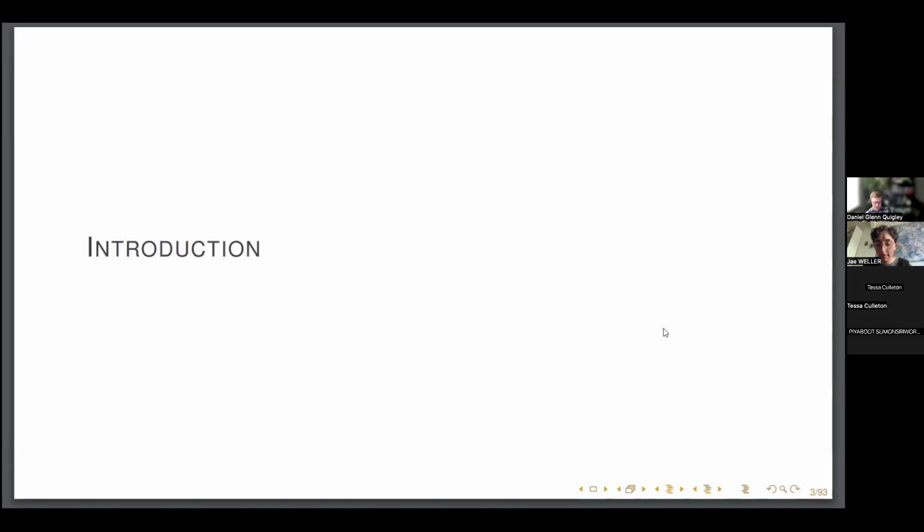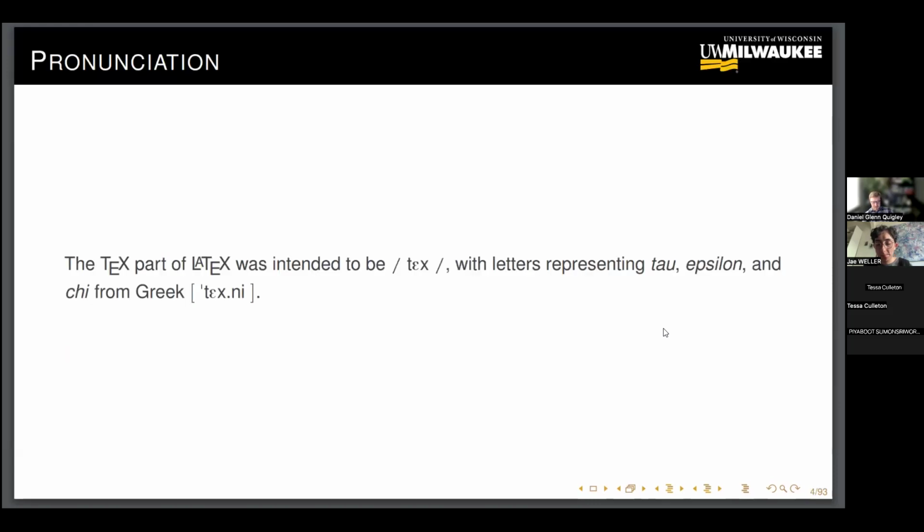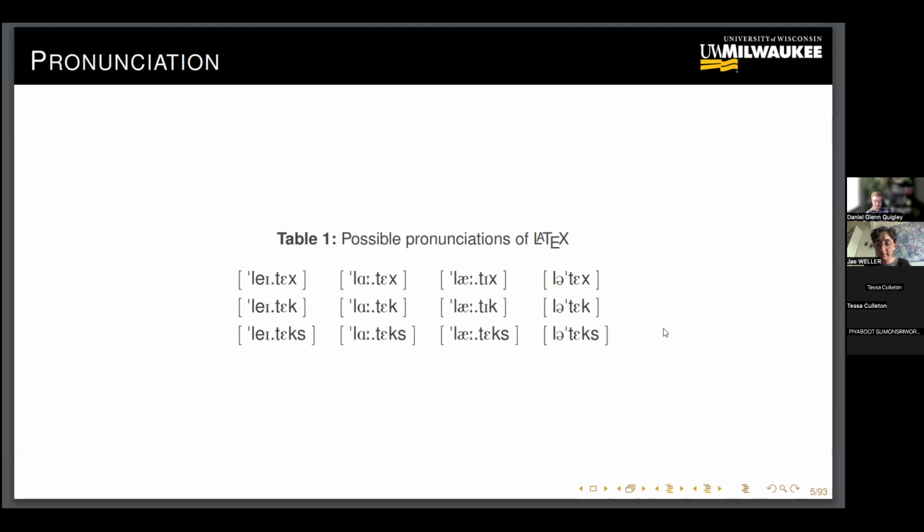All right, so let's get going. Let's do some introductions here. So first things first is, how do you even pronounce this? So the tech part of LaTeX was intended to be tech, with letters tau, epsilon, and chi from the Greek techni. It's sort of a source of humor in the LaTeX community, all these different pronunciations for LaTeX, and all of these I have heard either in person or in online spaces about how people pronounce this.